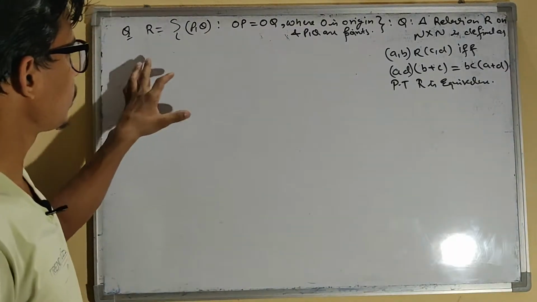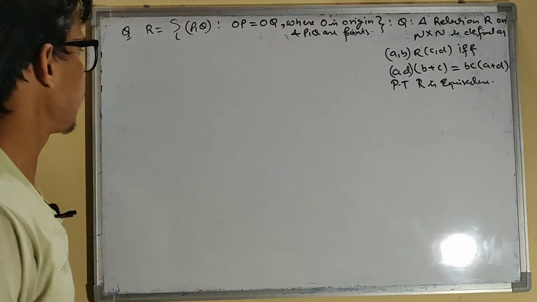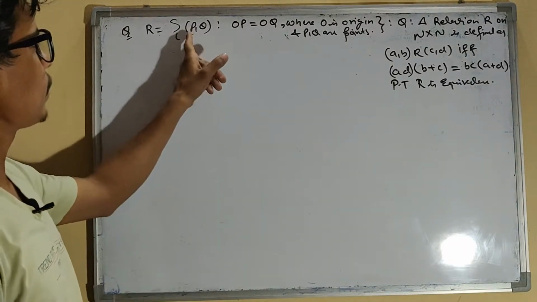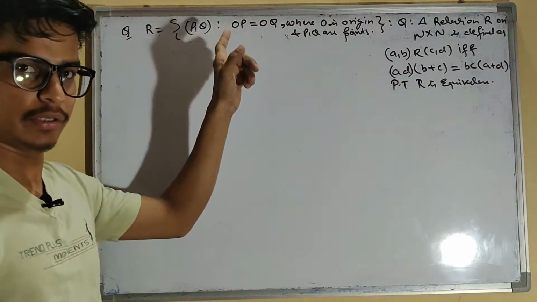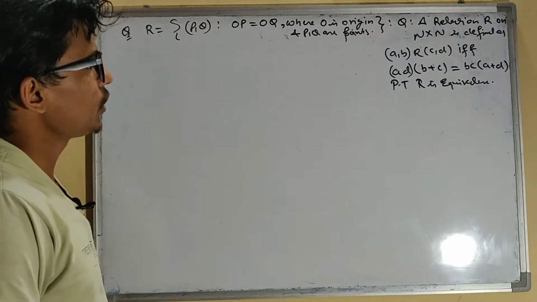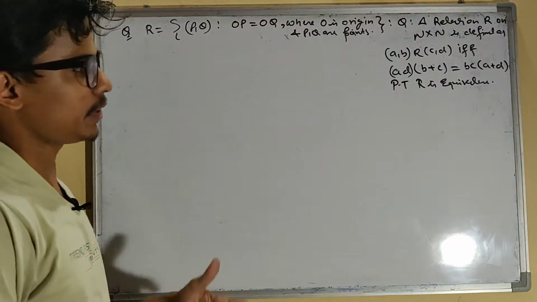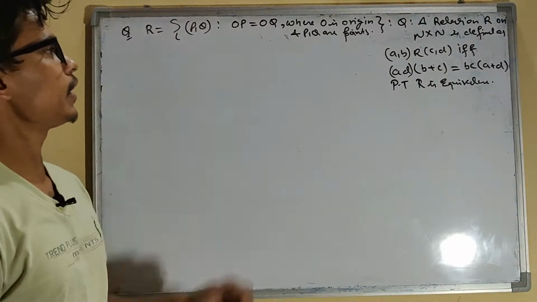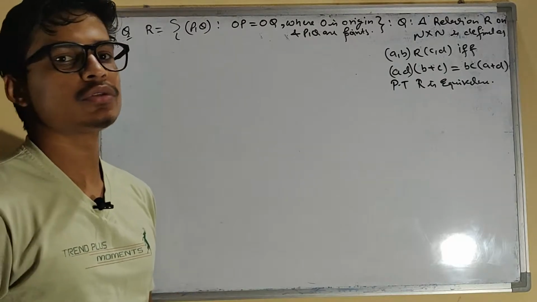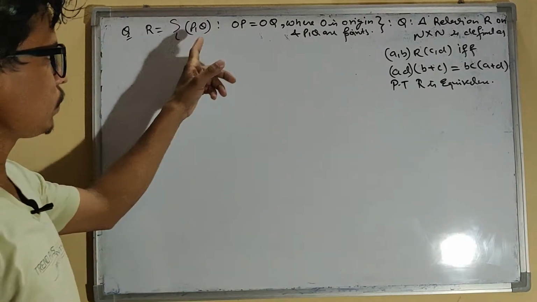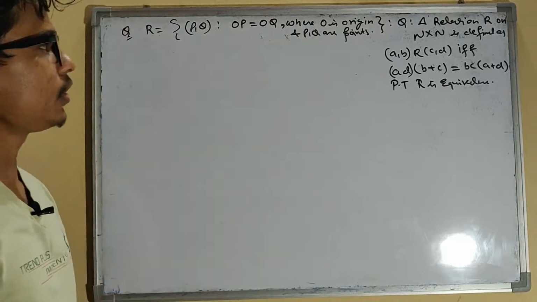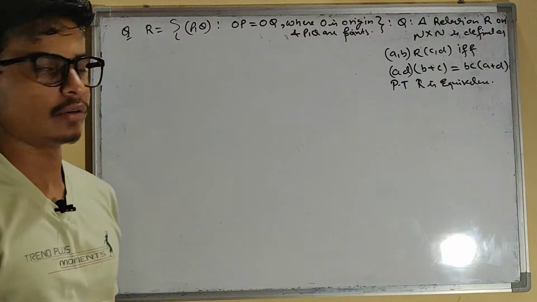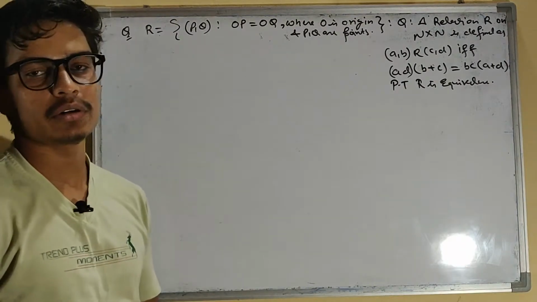So there is a question from NCERT. Relation R is such that (P, Q) are points, where OP equals OQ, and O is the origin. In the relation R, the ordered pair (P, Q) exists if OP equals OQ, meaning the distance from the origin O to point P equals the distance of point Q from the origin. Okay, so we have to check whether it is reflexive, symmetric, or transitive.